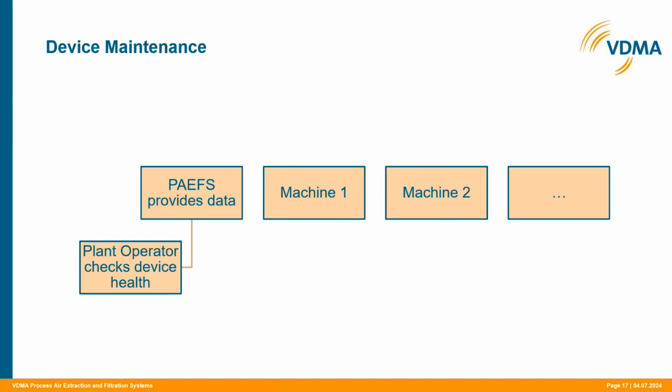And the third one is about device maintenance, meaning that you've got a plant operator or someone who's providing service, who has to check the device health, who has to look into the state, for example, of the separators of the device, and plan his maintenance operations accordingly.